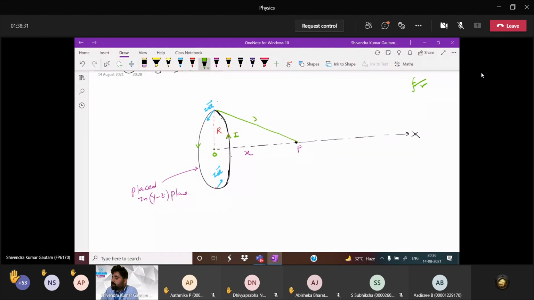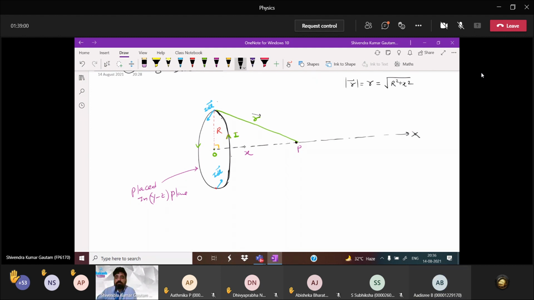This is R vector. Magnitude of R vector is nothing but R only, no problem in this. What is the magnitude of R vector? How will you calculate R? R is the root of square plus square. So here I write that R is nothing but the root over R square plus X square. This is the R vector actually. Magnitude of R vector is this one.